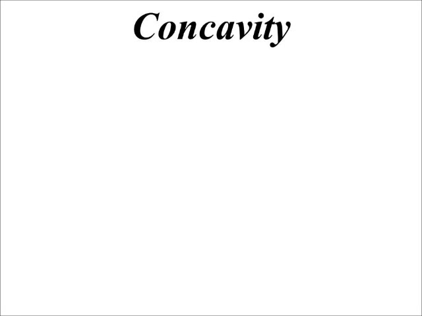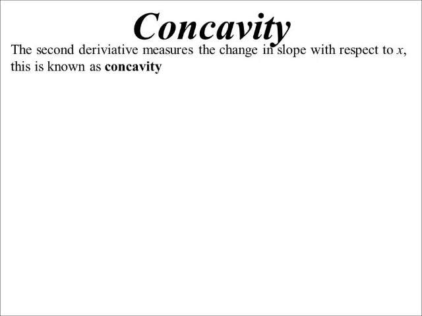All right, let's have a talk about concavity. Second derivative, because as with any derivative, measures the rate of change. Now, we know the first derivative measures the rate of change of the y value with respect to x, and we called that slope. So therefore, the second derivative measures the rate of change in the first derivative, or how the slope changes. That's what we call concavity.